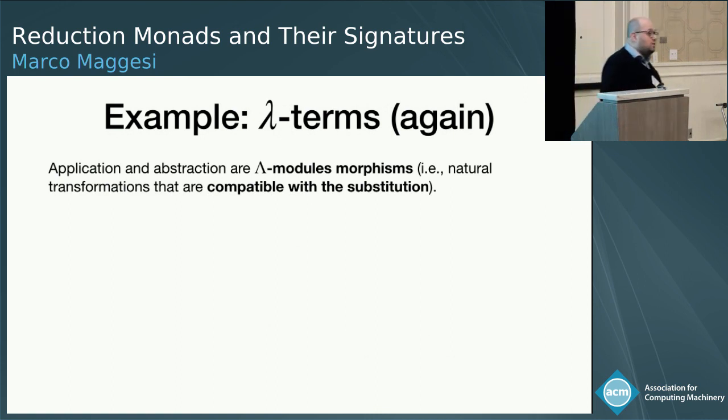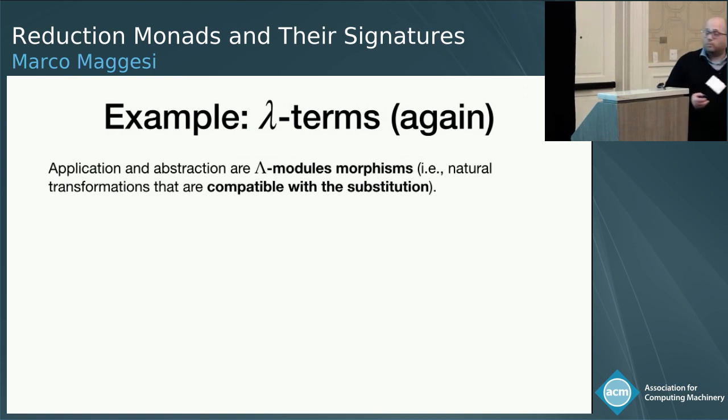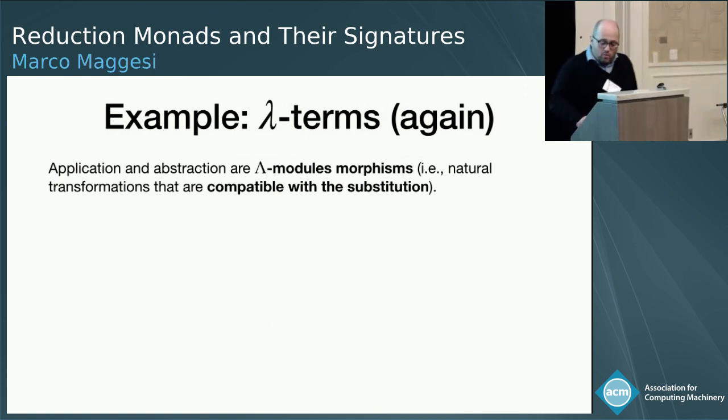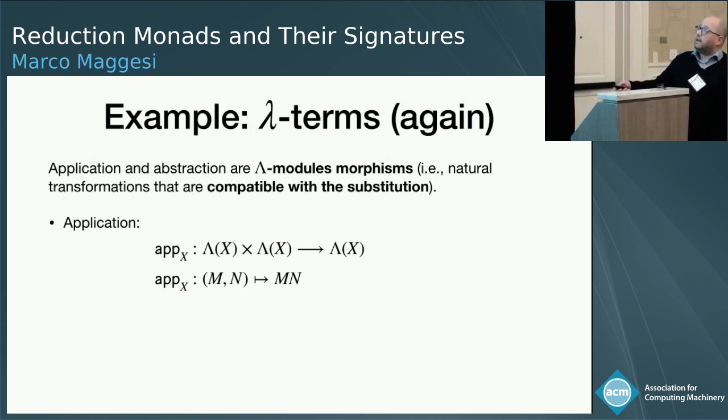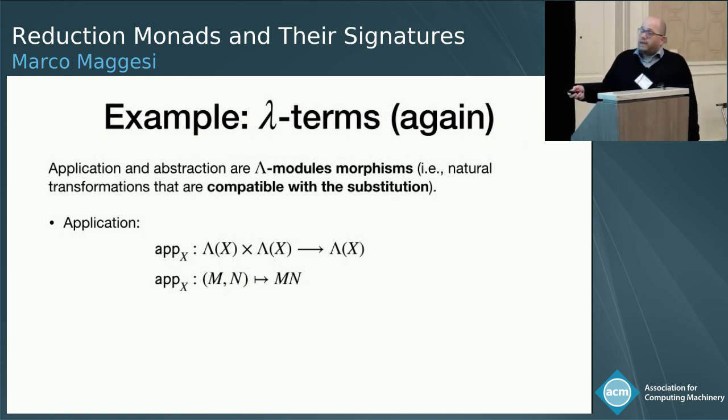And I will give you two examples of things that we do with modules over monads. One is, so again, let's discuss the example of lambda terms. So application is a morphism of modules over the monad lambda. Indeed, it is a natural transformation from lambda X times lambda X to lambda X, which is natural in X, and that respects substitution. So it is a morphism of monads.